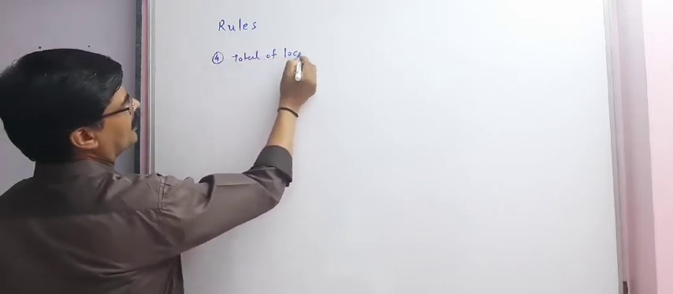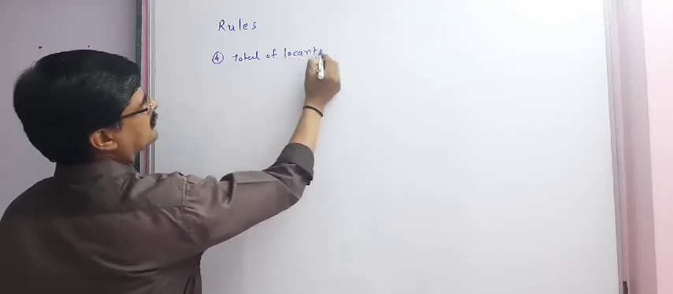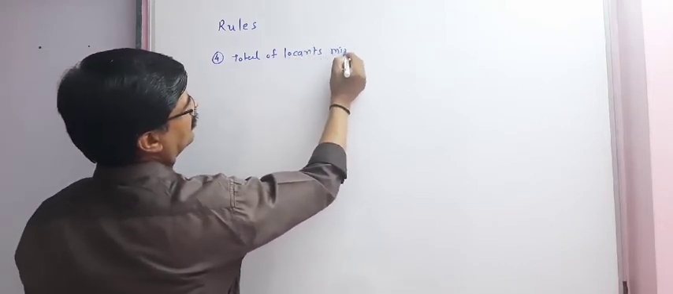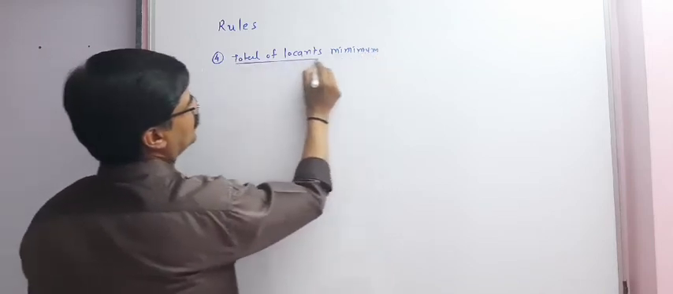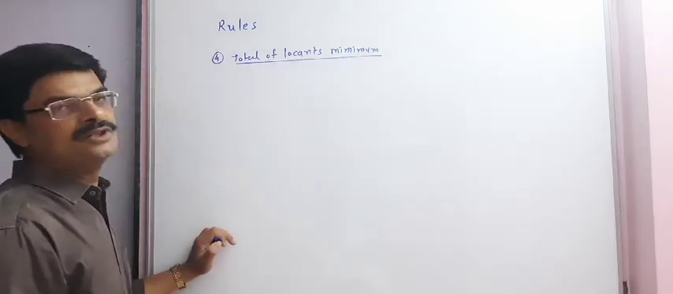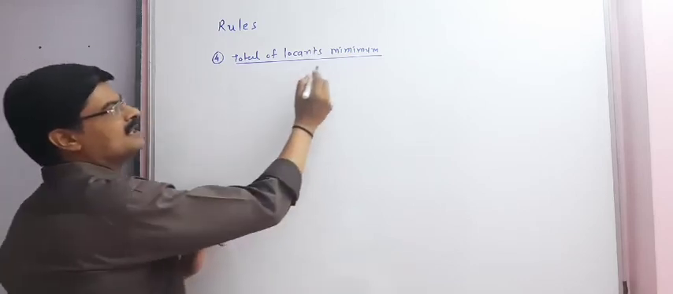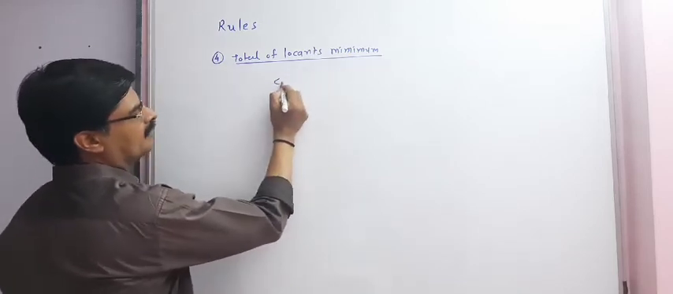Total of locants should remain minimum. To understand this rule, we can take an example.